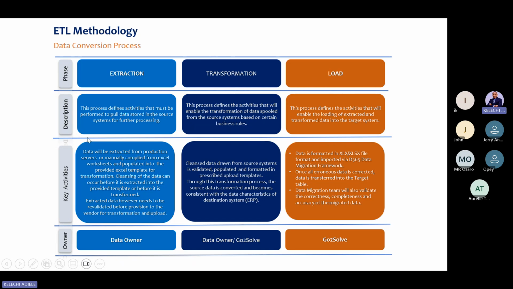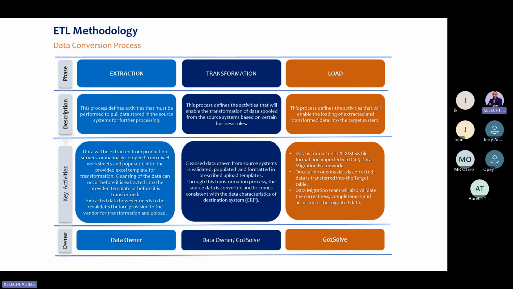Then load. This process defines the activities that will enable the loading of extracted and transformed data into the system. So you have to make sure this is D365, this is Dynamics. Then we make sure that before you load, all the configurations have been done, everything is okay. When you have errors, you have to correct those errors because there are some mappings that have to be done. For example, decimal points, comma, sometimes spaces in names.